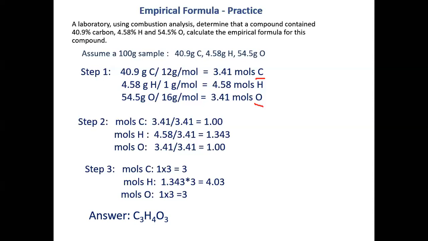So the only difference between this one and the last two examples was that it gave us the percent of each element instead of the mass. And so we have to assume a 100-gram sample, then divide by the molar mass of each element to get the moles, divide by the smallest number of moles to get the ratio. In this case, one of them was not a whole number, 1.343. So we multiply it by 3 in order to get the whole number ratio.